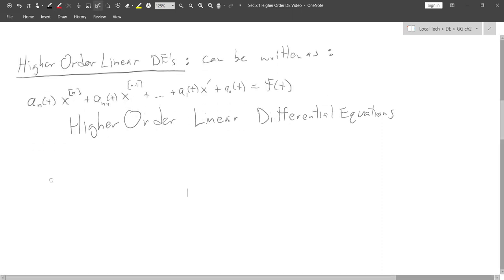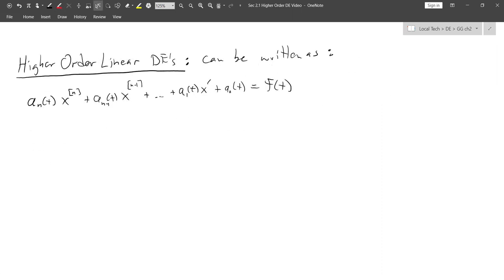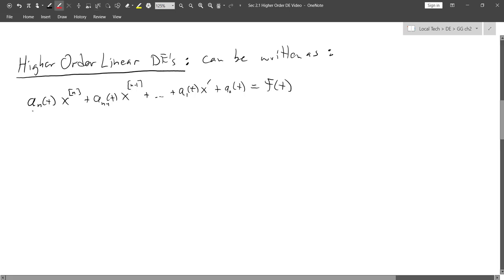differential equations. Now every higher order linear differential equation can be rewritten in this form where we have some function of t times the nth derivative of x plus another function of t to the n minus 1 derivative, so on and so forth, down to some function of t times the first derivative plus some function of t times x equals some function of t. So every linear differential equation can be written in this form.